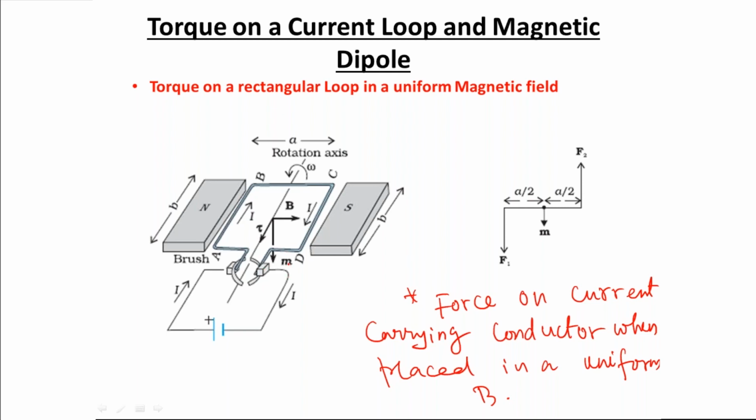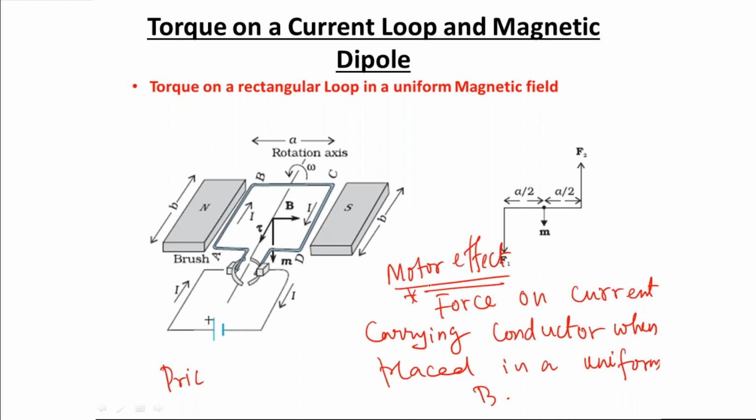And the conductor I have taken as a loop. In this case we have taken a loop, and the shape of the loop is rectangular. See, this is the principle of a pole on a current carrying conductor. This effect is called the motor effect. When you keep a current carrying conductor in a uniform magnetic field, it will experience a force, and that is called the motor effect.